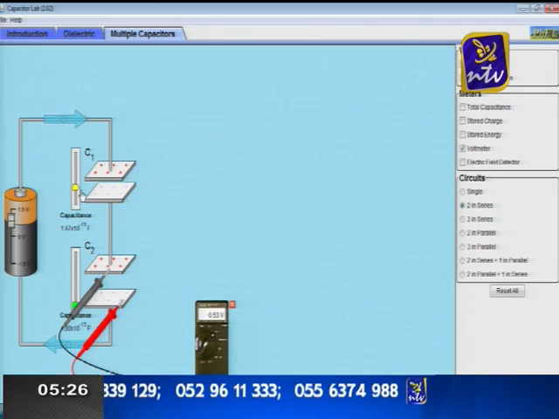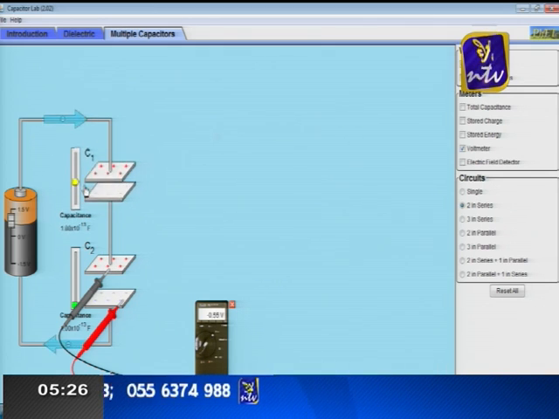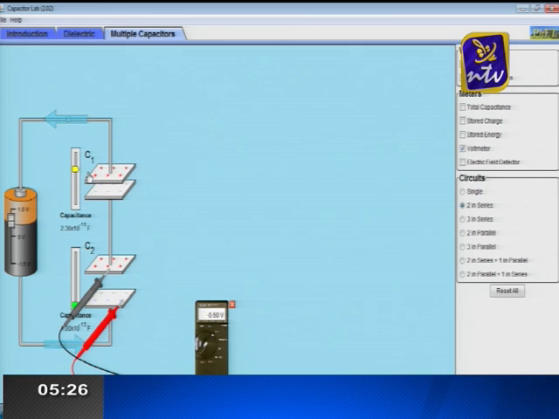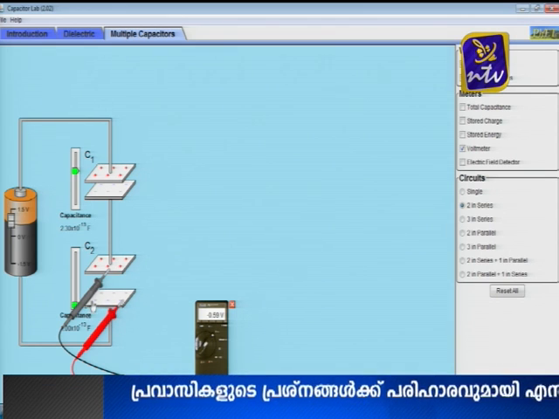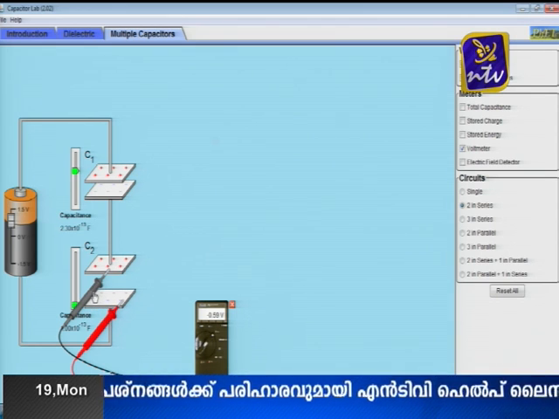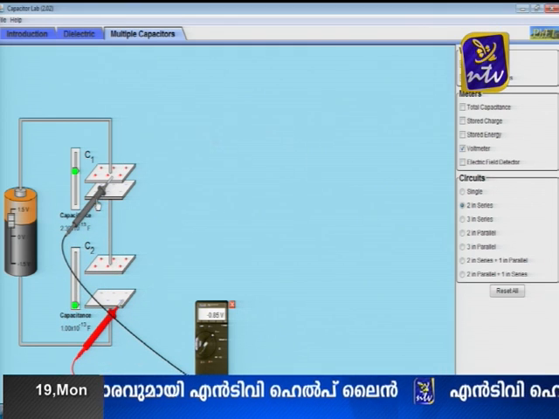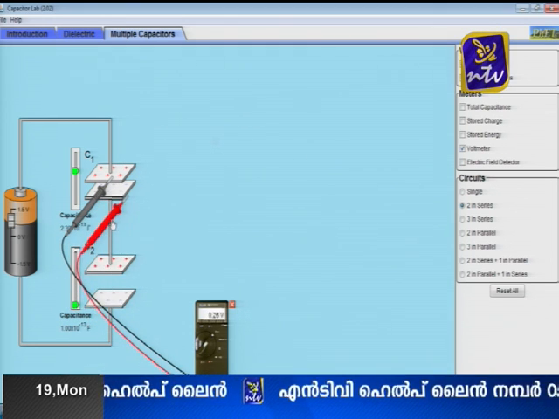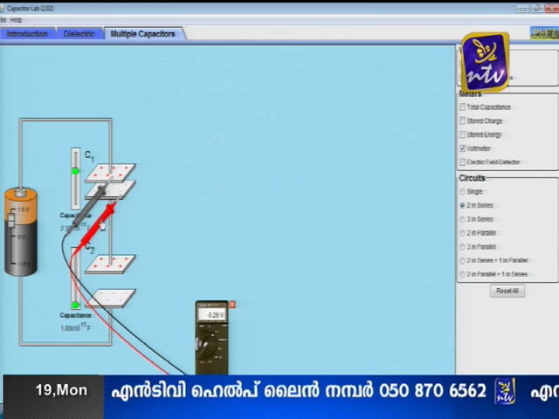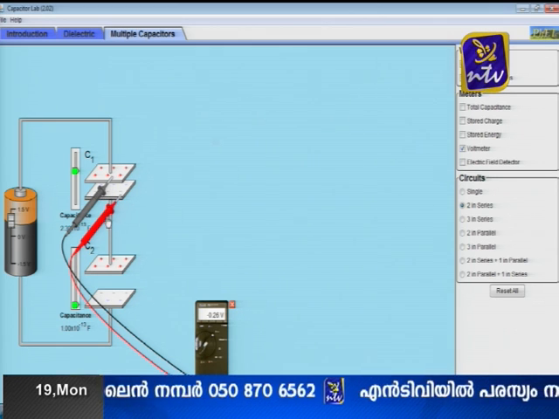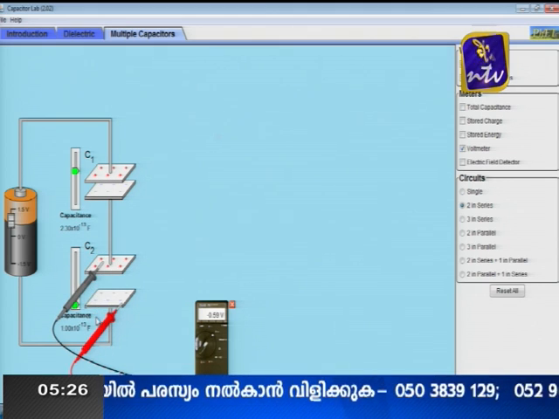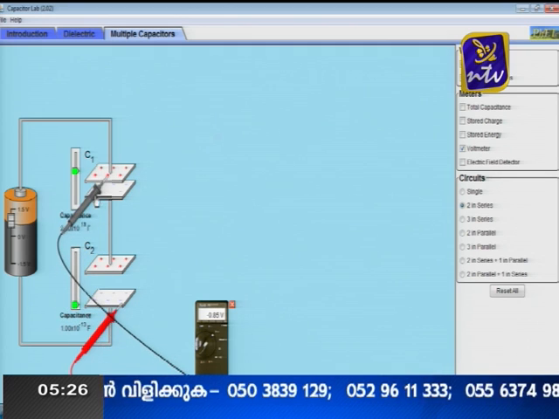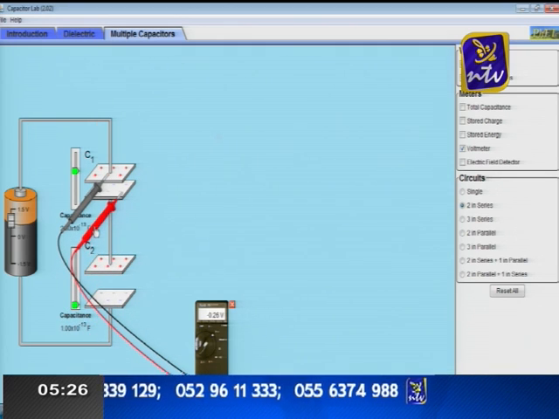How about if this capacitance increases? See the value of capacitance, by changing the plate separation I am increasing the value of capacitance. When capacitance increases in series combination, PD across the second capacitor increases, whereas PD across the first capacitor will become less. Now we measure the potential difference across the two capacitors, this one as well as the other one. So this PD increases, the other PD decreases when you increase the capacitance.